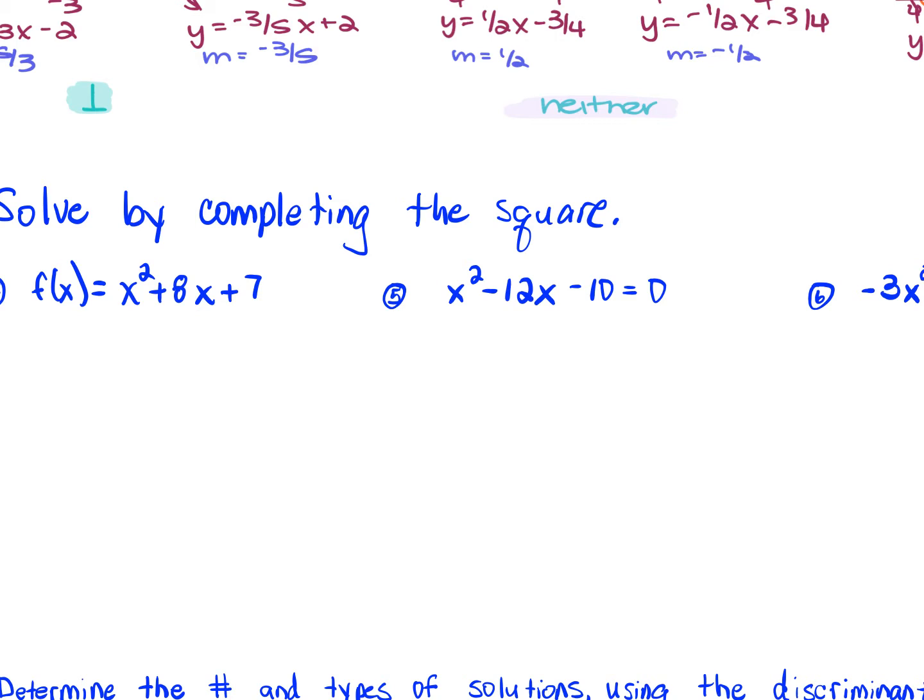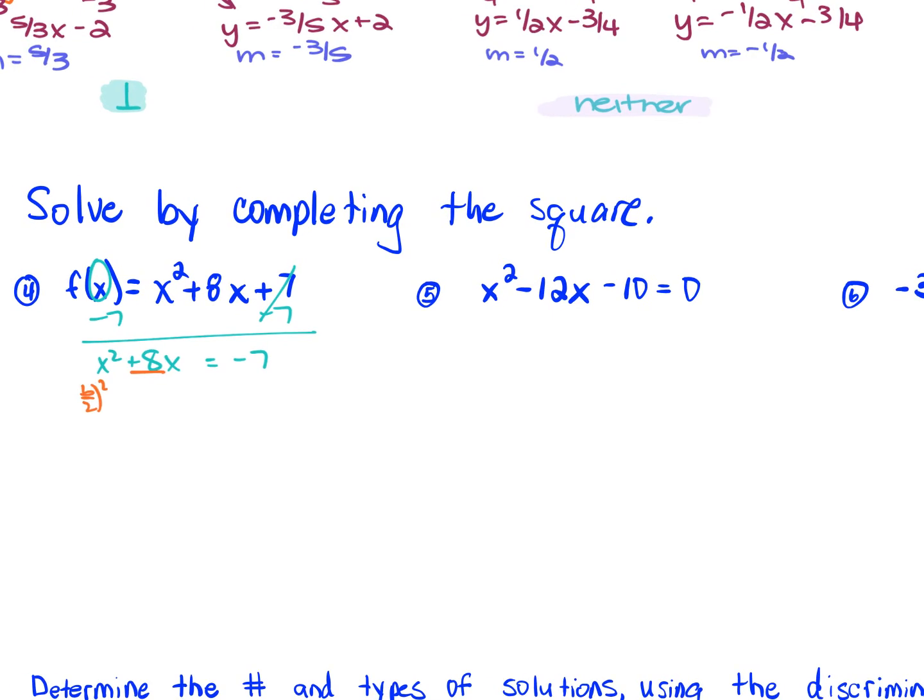Okay, so for number 4, we have f of x is equal to x squared plus 8x plus 7. We can rewrite this as 0 is equal to x squared plus 8x plus 7, and then move the 7 over. To move the 7 over, we would subtract it from each side. So this just gives us x squared plus 8x is equal to negative 7. From here, you just get your b term, which is that 8 divided by 2. So b over 2 squared.